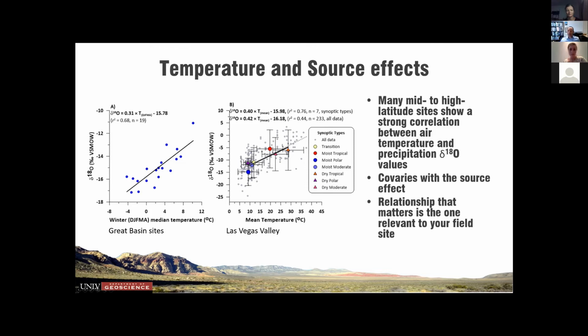So this is the type of work that you would want to do at every field site where you're collecting your samples. I don't like to rely on oxygen isotope precipitation calculators. I like to do these analyses myself to make sure that we understand what is going on from these. So this is kind of a recommendation: try to find this data at your own cave site, or if you don't have it, start collecting it. Just this last point here, the relationship that matters between oxygen isotopes and these different climate parameters is the one that's relevant to your field site. So you need to verify that.